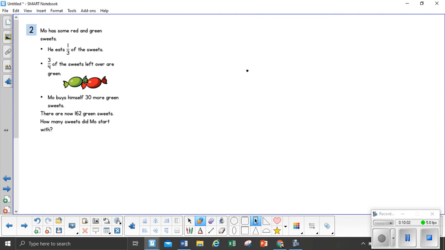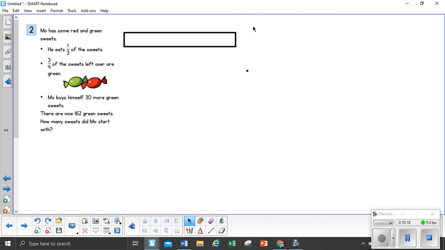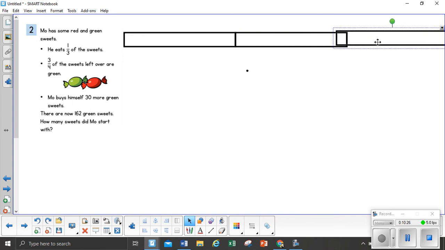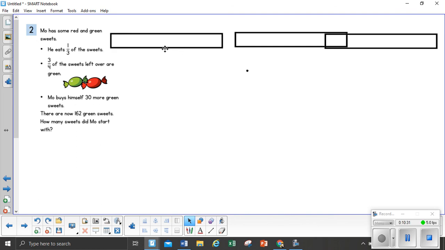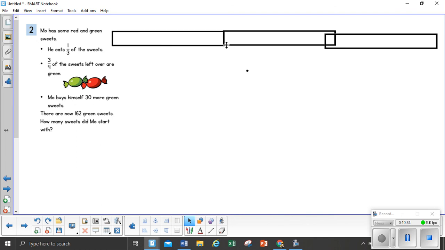Okay. So Mo eats a third. I'm going to be too small. Oh no. So this is why I normally pause. Let's move it over a bit. No, I'm going to have to do them again.